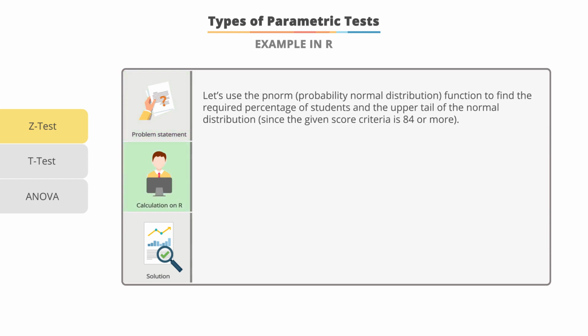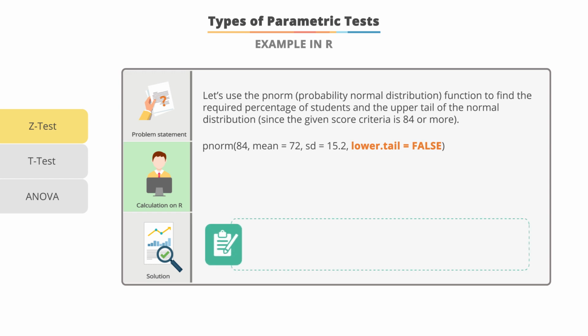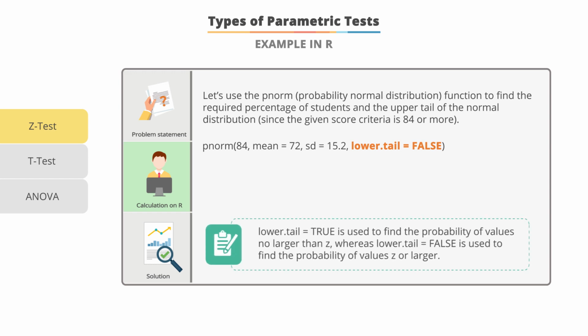We'll use pnorm, which is a probability normal distribution function, to find the required percentage of students in the upper tail of the normal distribution, since we're looking to identify the proportion of students with a score greater than 84. So in the formula, we have pnorm 84, the mean of 72, the standard deviation of 15.2. We also have this aspect where we can control the lower tail equal to true or false. So we can set it to true if we want to find the probability of values no larger than z. We set it equal to false if we want the probability of values z or larger. In this case, we're setting it to false because we're trying to look for above that 84 threshold.